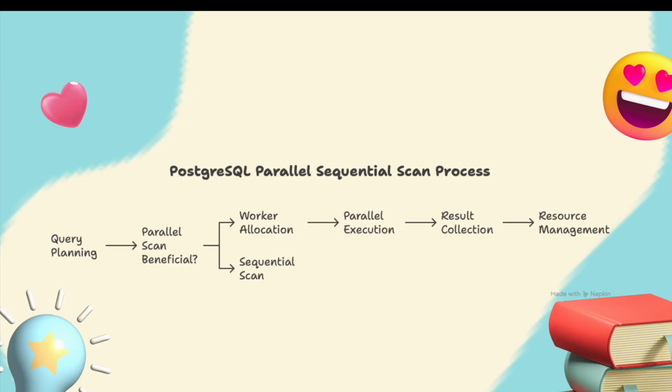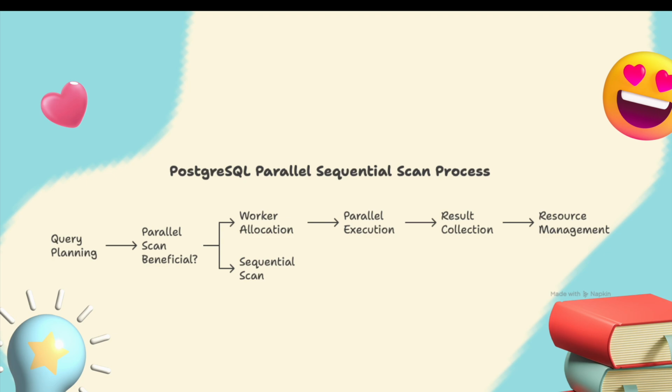Worker allocation: how will the worker allocation be done? There is a parameter called max_parallel_workers_per_gather. The leader process starts up workers based on this parameter. Each worker is assigned a range of table blocks to scan. Parallel execution: workers scan the segments, apply the filters, and send back the results to the leader. The leader may also participate in the scanning if the parameter parallel_leader_participation is enabled.